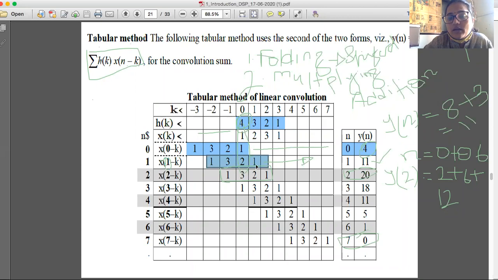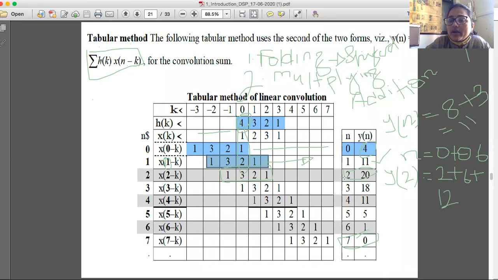By shifting to the right, this will be 1, 3, 2, 1. Now after folding and shifting, the next operation that I have to perform is multiplication. How can I perform it? The 0th point, 4, multiplied by 2, then 3 multiplied by 1, and for the further points it is going to be 0, because no amplitude is present, so I can directly equate it to 0. So at y of 1, the value which I have obtained is 11 when n equal to 1 is substituted.